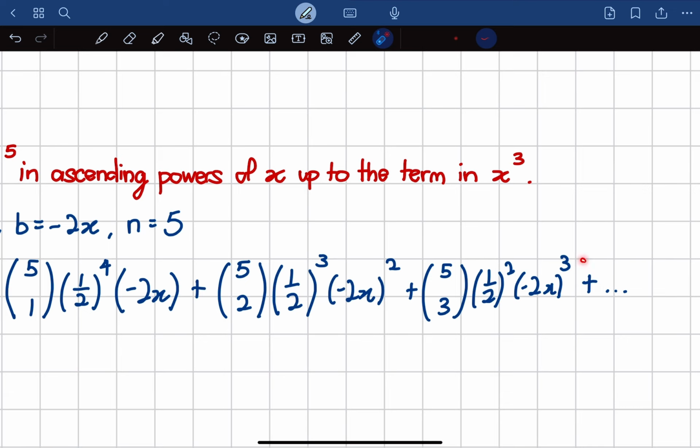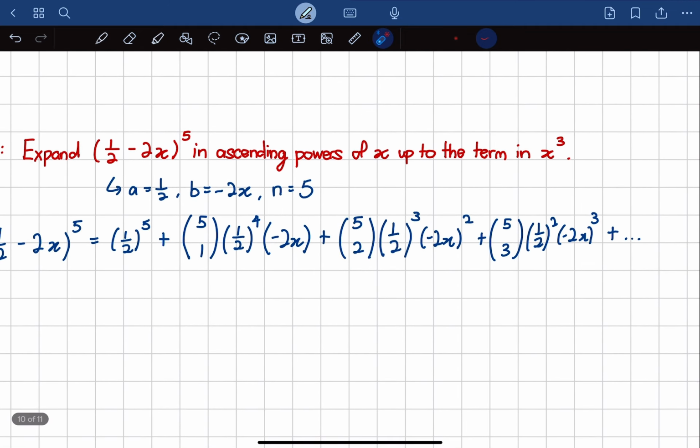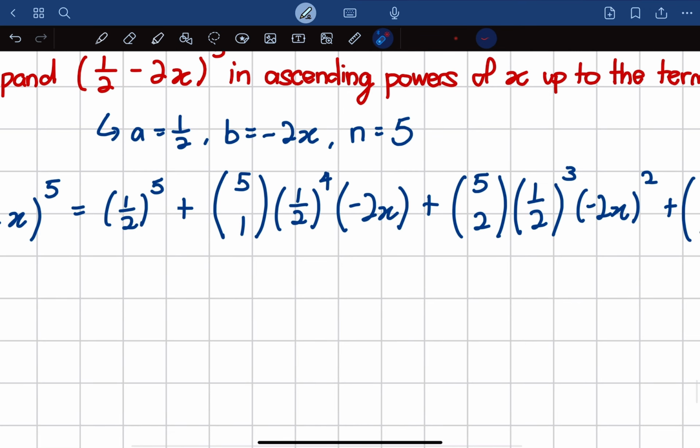This is important because you are telling the marker that you know that there are still more terms over here, but because the question only wants us to find up to the term in x cubed, I can stop here and replace the back part with a plus dot dot dot. Then my next step is to simply calculate all these values. You can use your calculator to simplify everything over here.